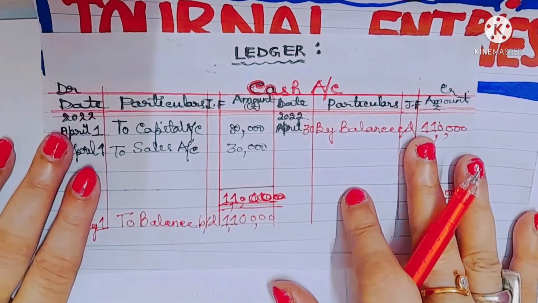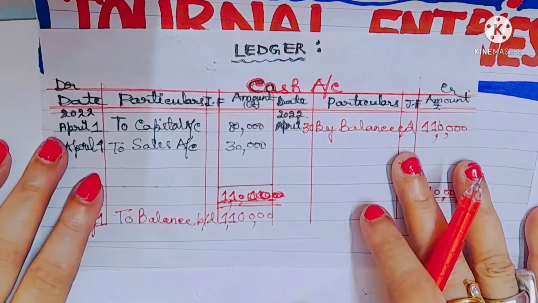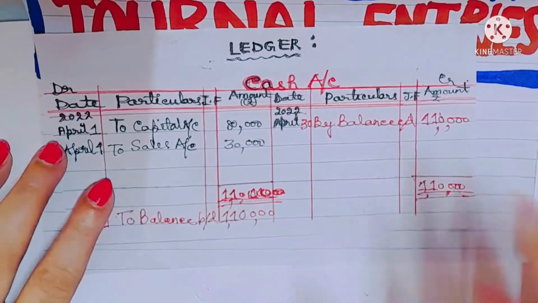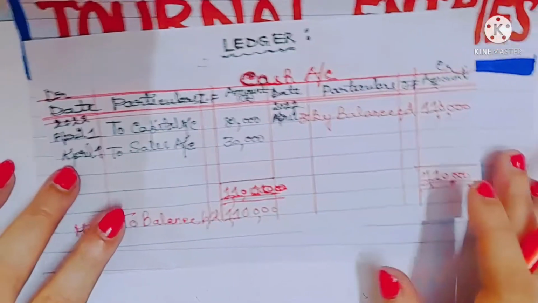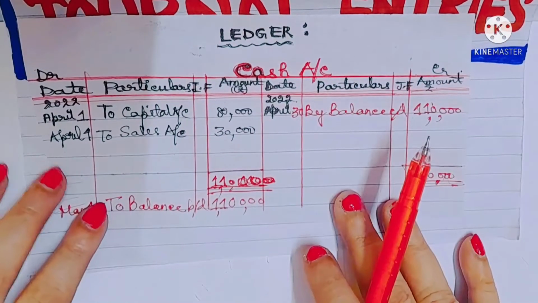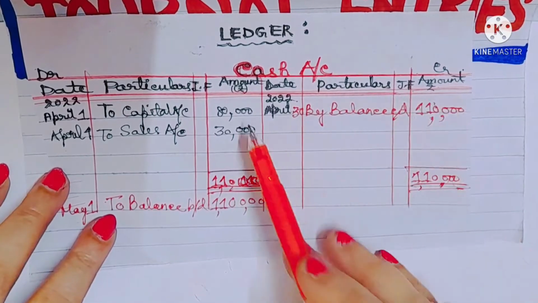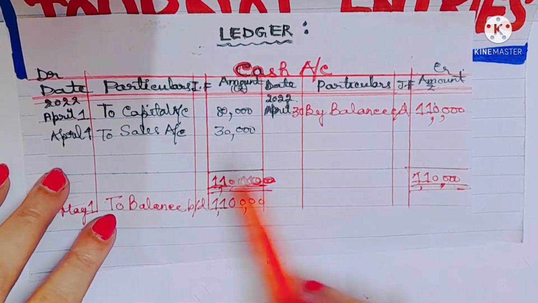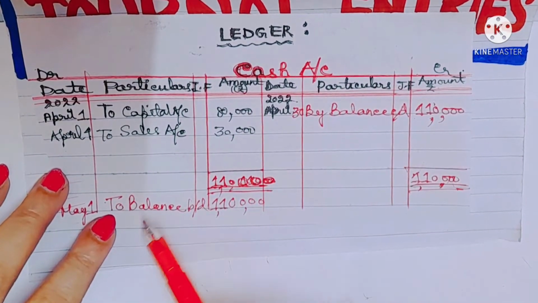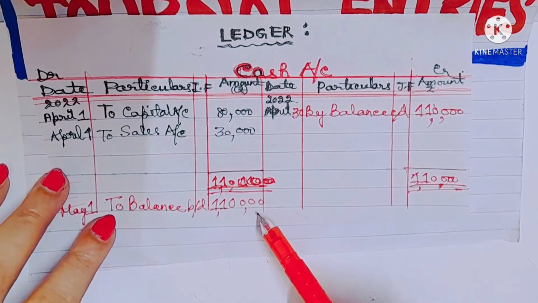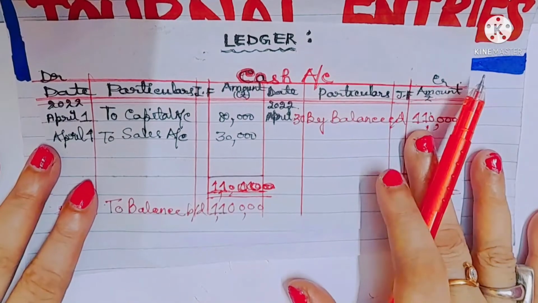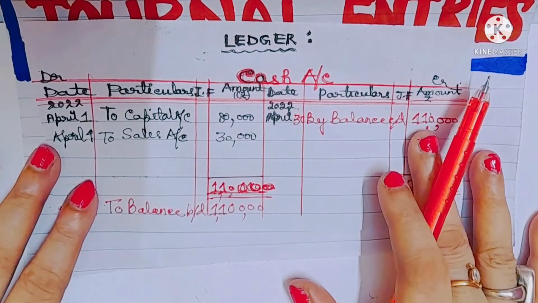Understood? Now tell me, is cash account debit balance or a credit balance? Always remember, I told you, which side is greater? Do you remember? I have told you many a times. Debit side is greater than credit side. So cash account is a debit balance. And moreover, to balance BD is written beneath the debit total, 1,10,000. So cash account is a debit balance. Let's do the next account.